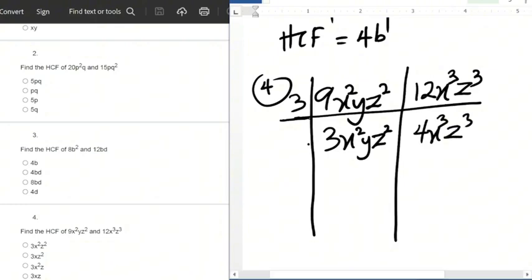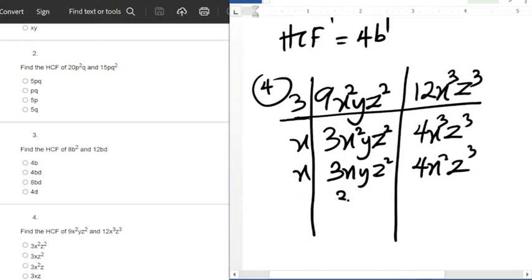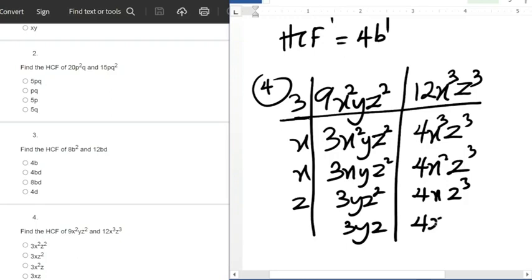What can go again is x can go. So this will mean 3xyz squared, and this will mean 4x squared z cubed. x can still go. So this will mean 3yz squared, and this will mean 4xz cubed. So z can go. That is 3yz and 4xz squared. I hope I'm making sense. z can still go again. This is 3y, and this is going to be 4xz.